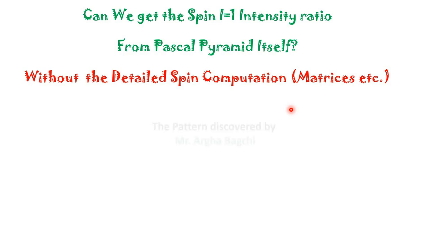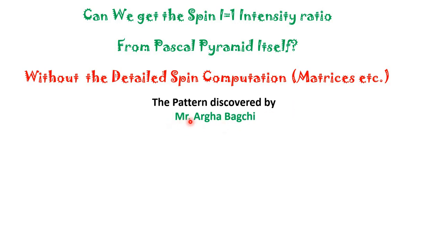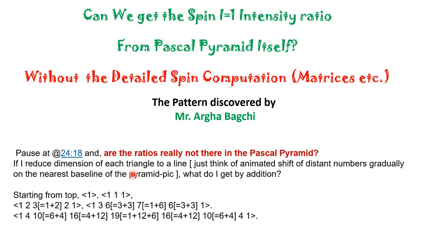So the answer actually is given by Mr. Orgho Bakchi, one of the YouTube channel subscribers and my friend. He wrote a comment after observing part 2, at 24:18 of the second part: are the ratios really not there in the Pascal pyramid? If I reduce the dimension of each triangle to a line, just think of an animated shift of distant numbers gradually onto the nearest baseline of the pyramid peak. What do I get by addition? Interestingly, he then went for addition in a definite pattern that I will show in a while, and he got exactly the true intensity ratio from the pyramid itself.